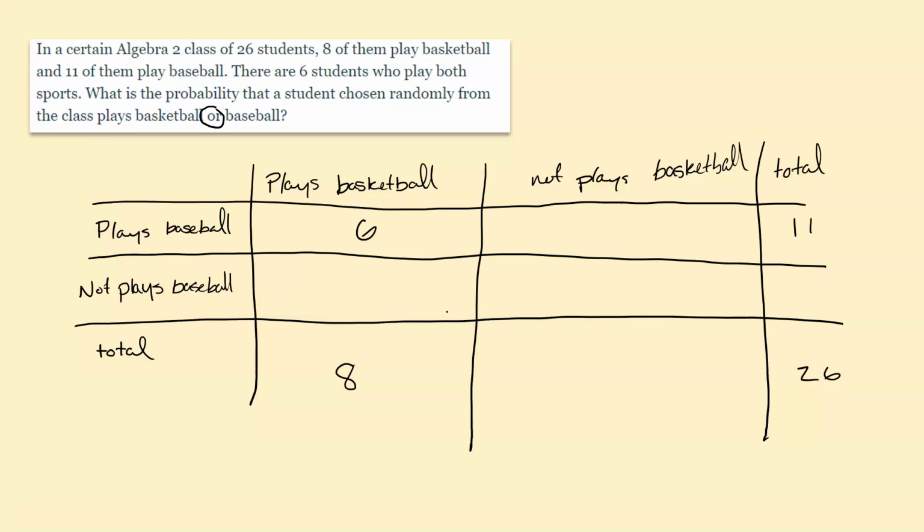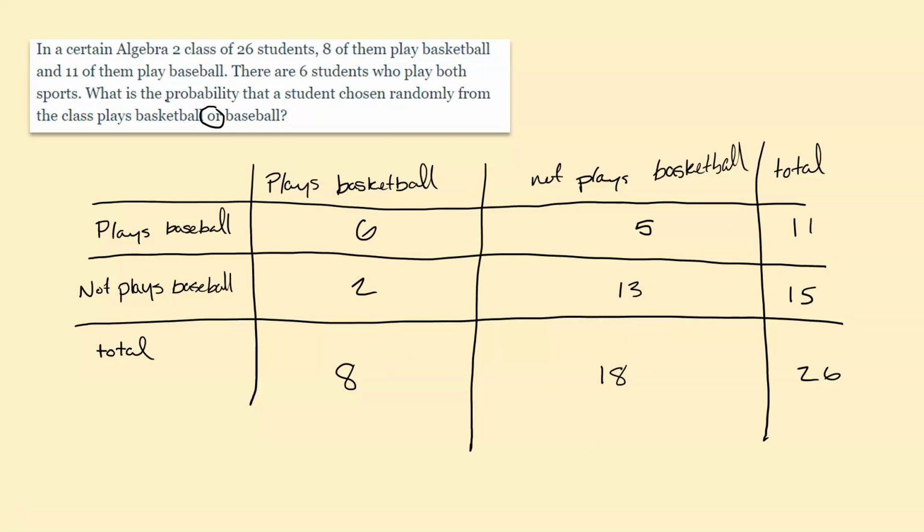So now we want to start filling out the other things we know. If this is 6 and this is 11, this has to be 5. If this is 6 and this is 8, this has to be 2. Okay. If this is 8 and this is 26, then this has to be 18. And if this is 11 and this is 26, then this has to be 15. And then if this is 2 and this is 15, this has to be 13. And then 5 plus 13 is also 18. So that works both ways. So everything seems to add up here. So always check and make sure everything makes sense in case you messed up somewhere.